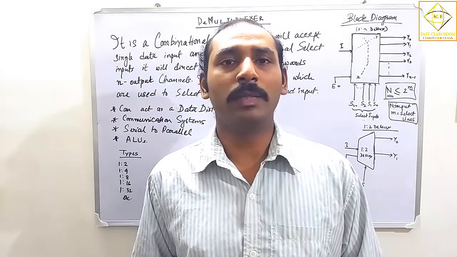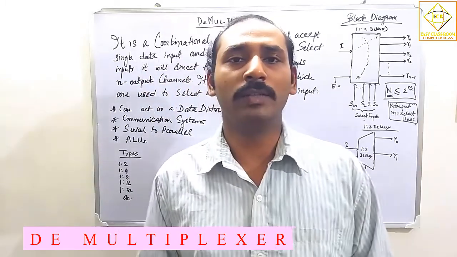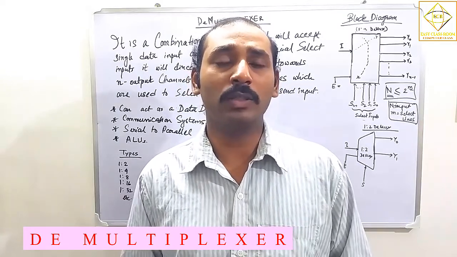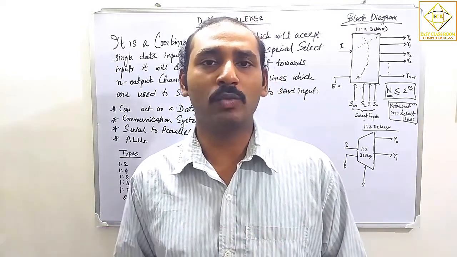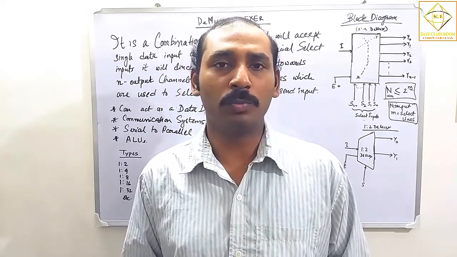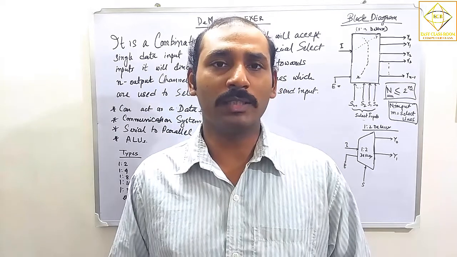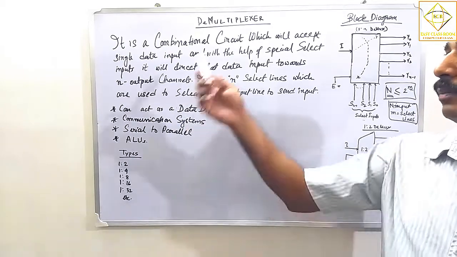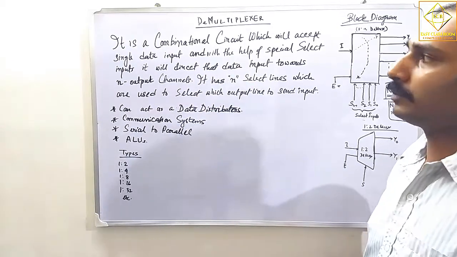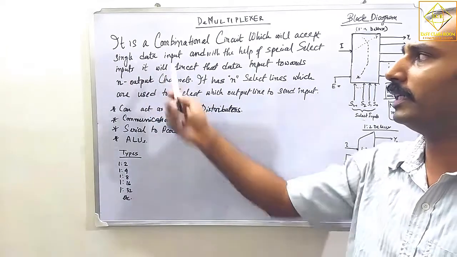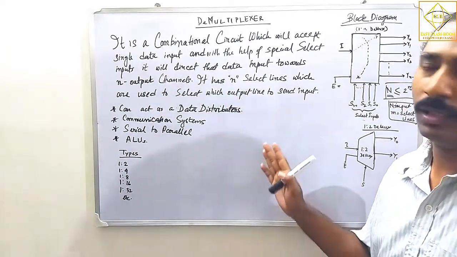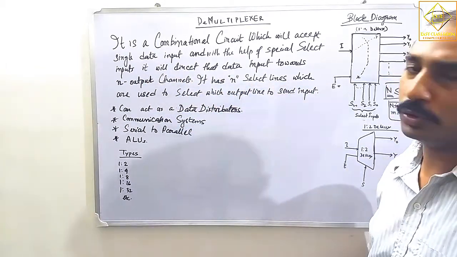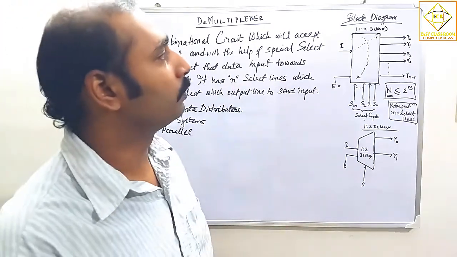Now, what is a demultiplexer? It is just the opposite of what we have learned in the multiplexer, as we already know by now. That is, a demultiplexer does the opposite thing, as it takes one input and gives n number of outputs. So here are a few key points that we need to consider in order to get the demultiplexer circuit right. As we all know, a demultiplexer is also a combinational circuit which takes one single data input, and with the help of special inputs, that is select inputs, it will direct that data input towards the n output channels. So here is the block diagram of the demultiplexer.